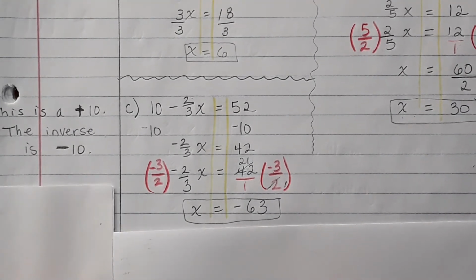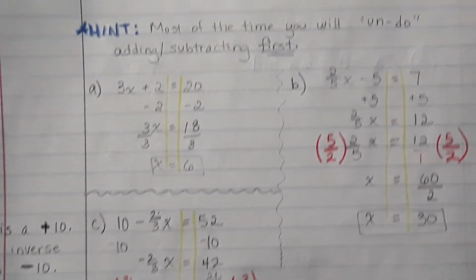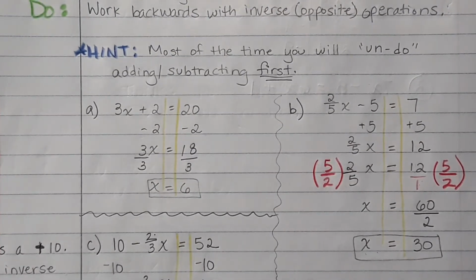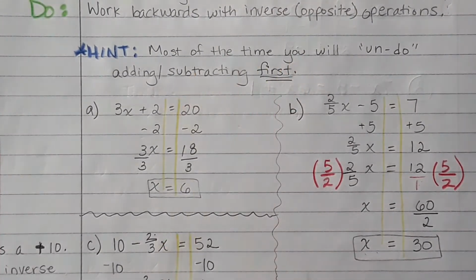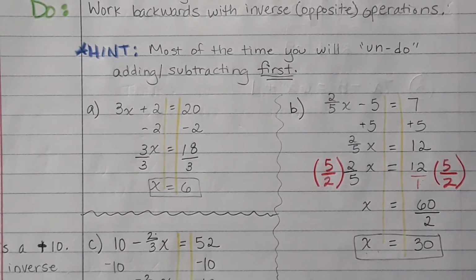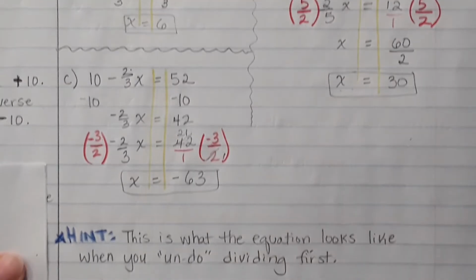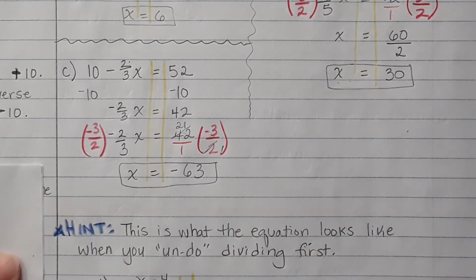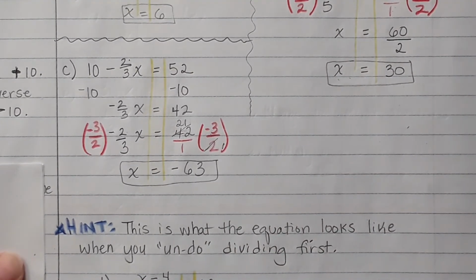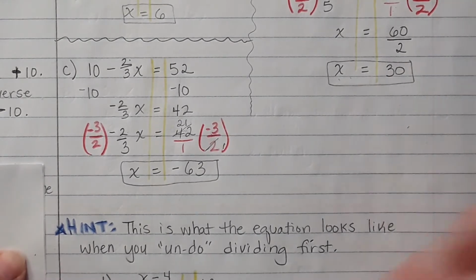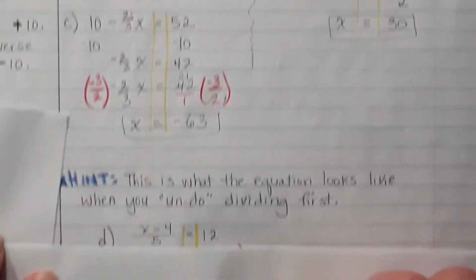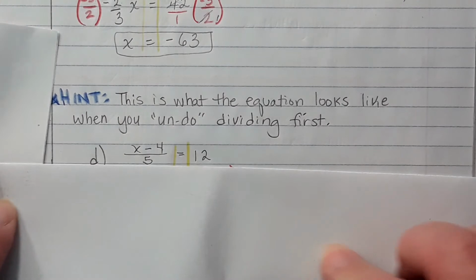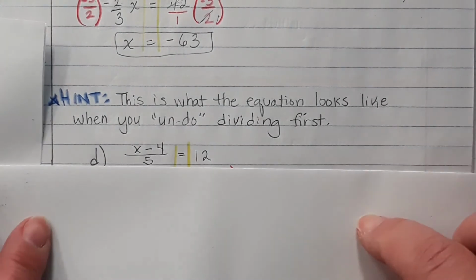Now, given the hint from above, most of the time you're going to undo the adding and subtracting first, and as you could see from these 3 examples. I'm going to show you when you would undo dividing first. Let's look at one more example. That's example D. X minus 4 divided by 5 equals 12.